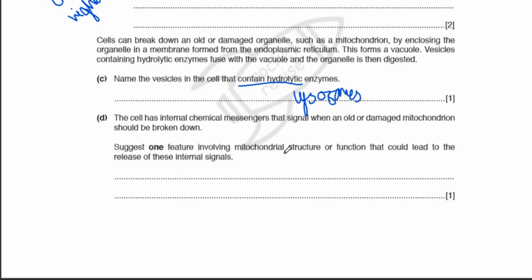State one feature involving mitochondrial structure or function that could lead to the release of these internal signals. What was being discussed? The cell has internal chemical messengers that signal when an old or damaged mitochondrion should be broken down. Suggest one feature that could lead to the release of these internal signals. How would we know mitochondria is not performing well or should now be broken down? How will the cell know?